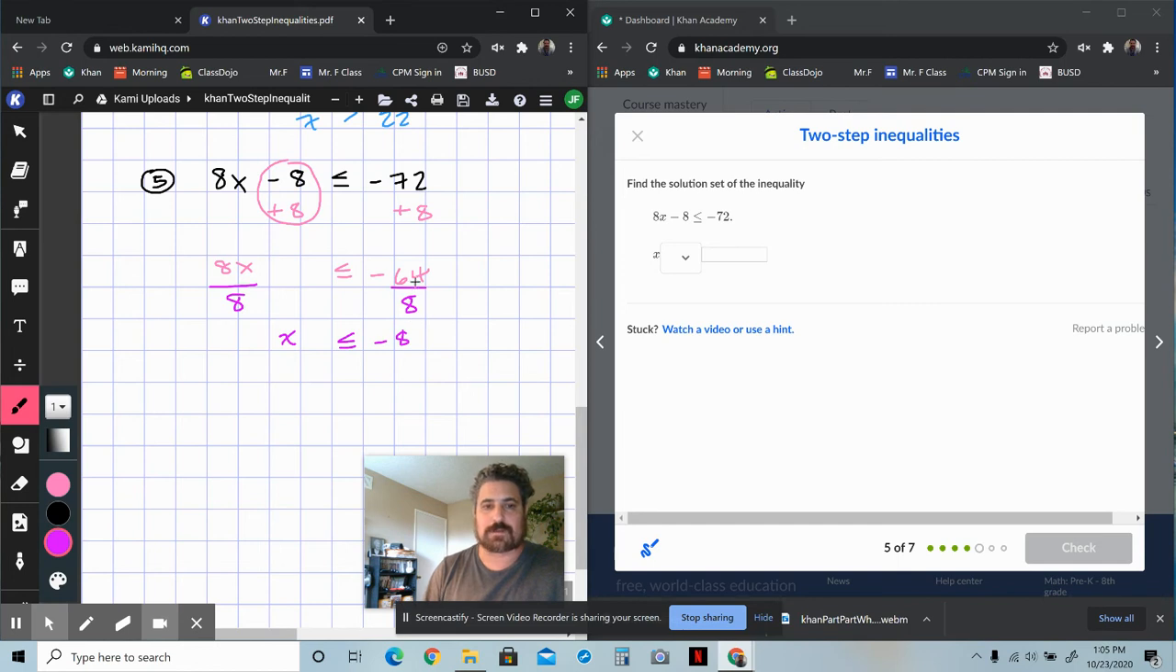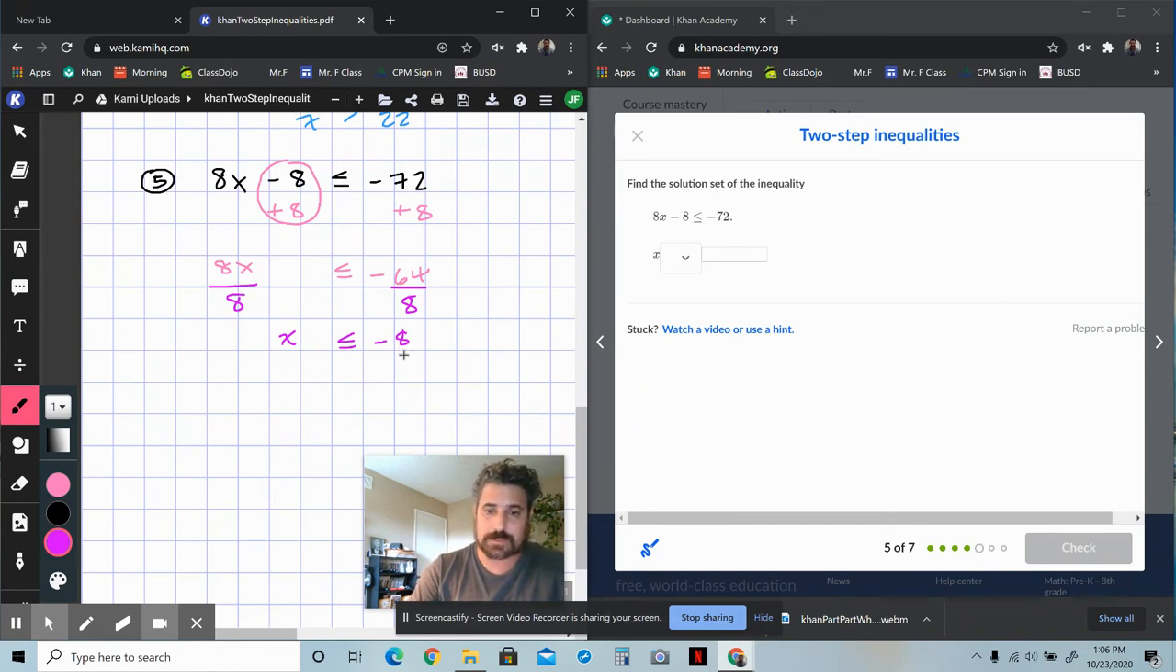That negative was already there, right? So you didn't do that thing where it requires you to switch the inequality. You only switch it when you multiply or divide by a negative across the inequality. We didn't do that. So ultimately you get x as all values that are less than or equal to negative 8. So negative 8 is a solution that would work.